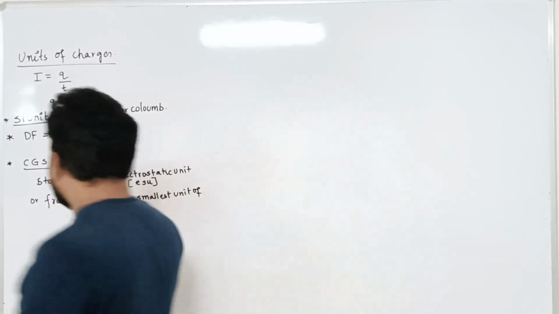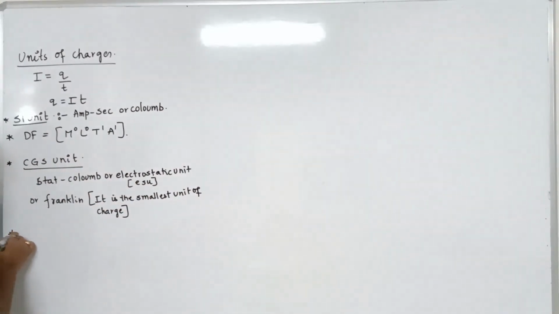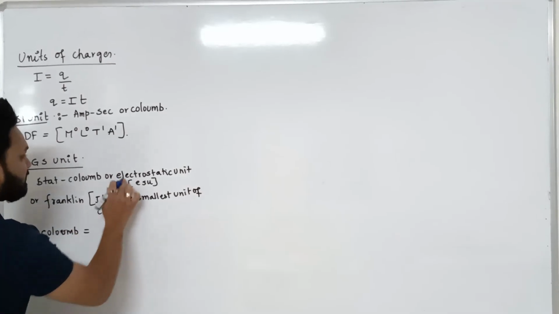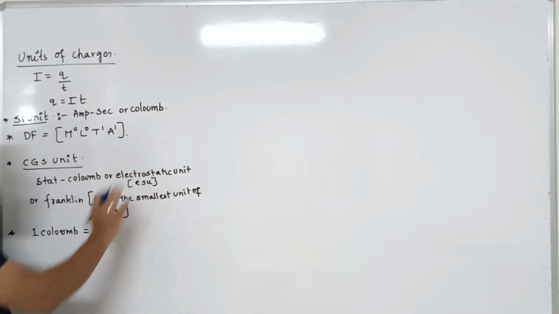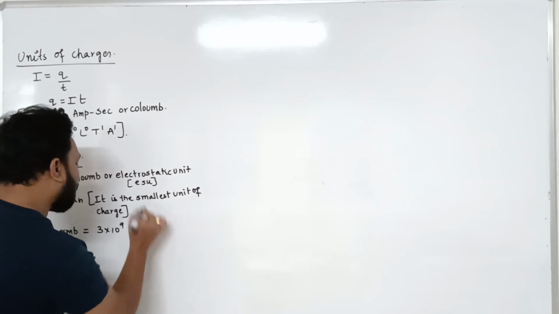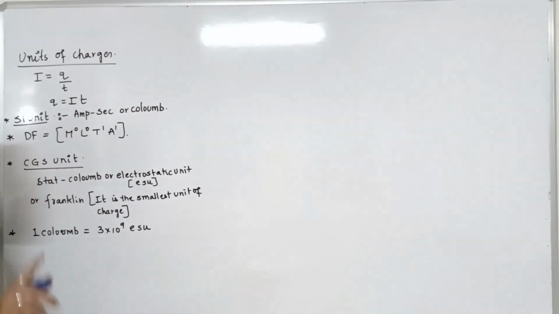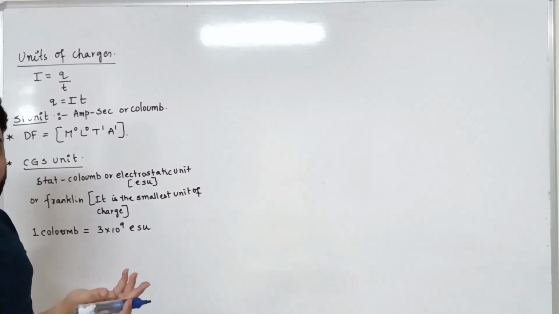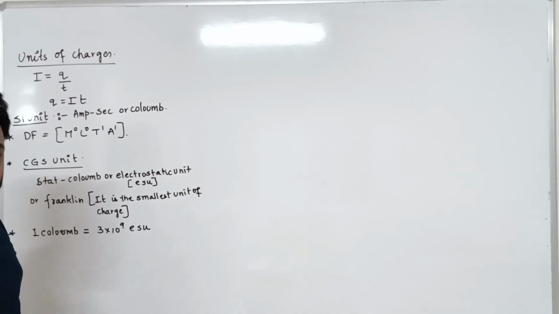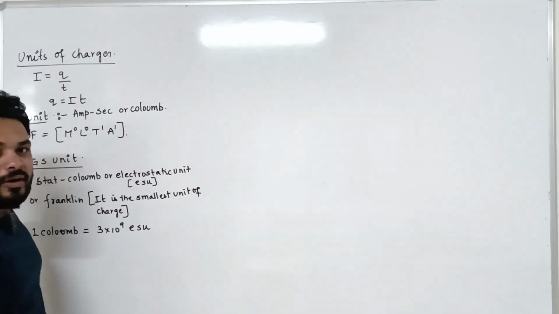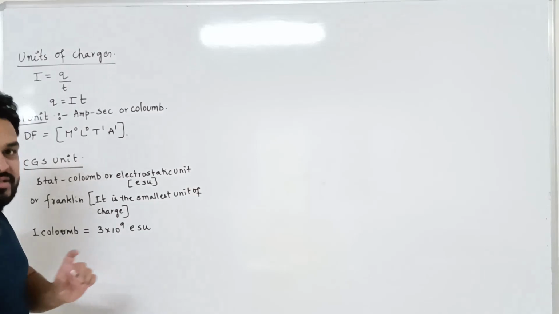Now we will see what 1 coulomb is. The SI unit, 1 coulomb, is how much in stat coulomb or electrostatic unit? We take it as 3 into 10 to the power of 9 ESU. Just like 1 Newton equals 10 to the power of 5 dyne, and 1 joule of energy is converted to ergs, the same we see here: 1 coulomb equals 3 into 10 to the power of 9 ESU, electrostatic unit.